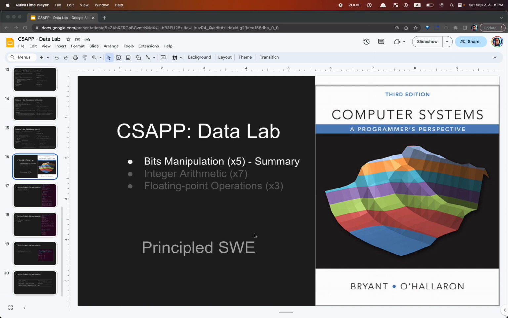Previously, we have solved 5 bits manipulation problems in the csapp datalab. Today, we're going to summarize what we have learned so far and introduce 3 common techniques, or 3 common tricks, we will use when solving bits manipulation problems.